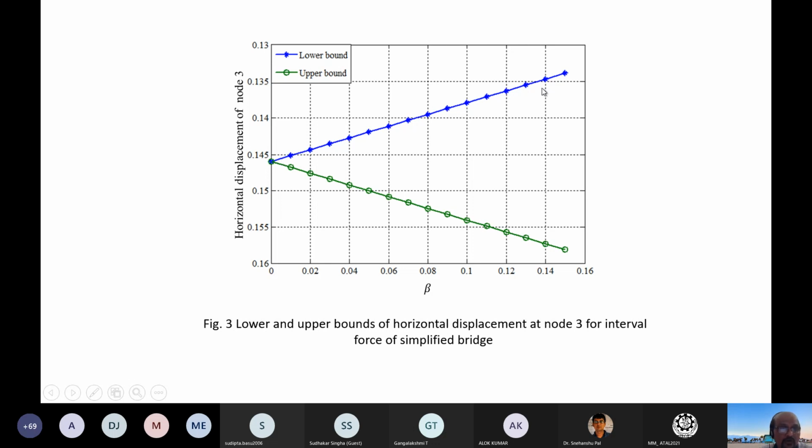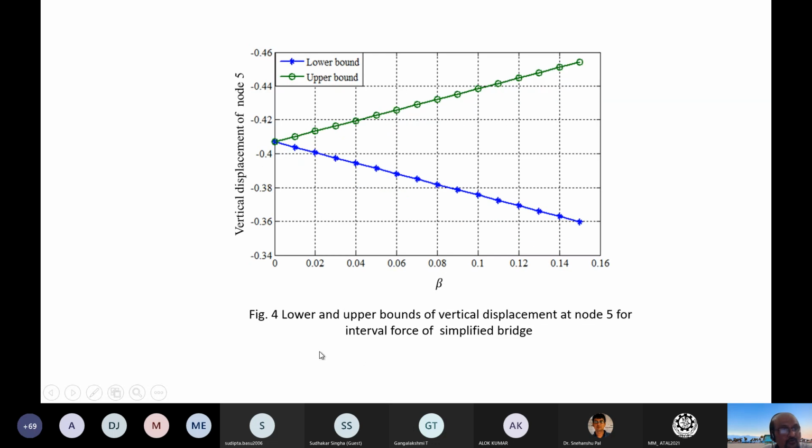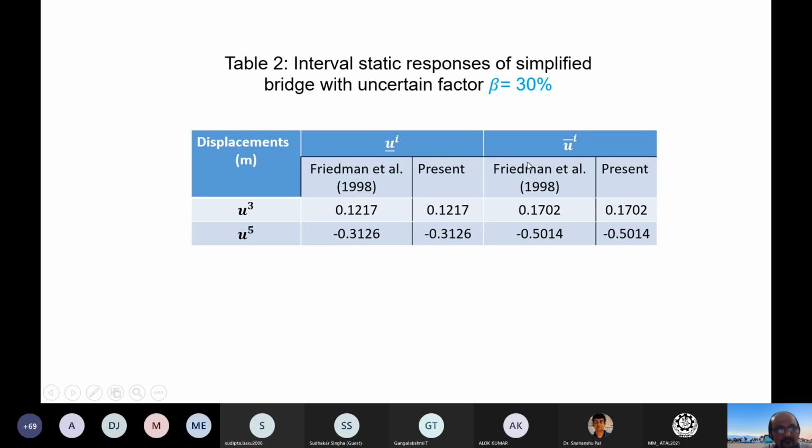This blue one is the lower bound and this one is the upper bound, because I have varied beta from 0 to 0.16, by the way. So this is the uncertain solution of that problem for P1. Similarly, for the lower and upper bound of the vertical displacement at node 5, the blue one is the lower bound and the upper bound is the green one. This was solved by Friedman in 1998, and we have compared with beta equal to 30%. For the third node and fifth node, this is the Friedman solution for the left one. Left and right all are exactly matching with our method.